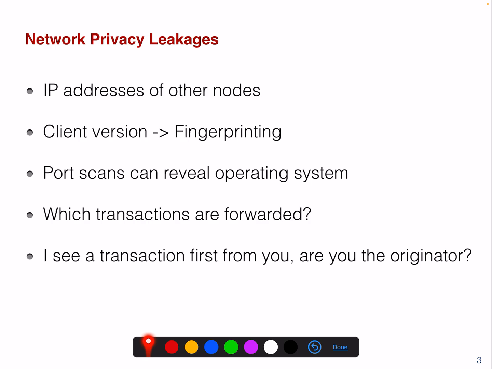Now we can also perform port scans on these IP addresses and reveal the operating system and more information, and we can, for example, trace which transactions are forwarded, as I just showed in the graph. If I can see a transaction first from you, you might be the originator, but it's not necessarily the case. It could be that the original transaction forwarder received this transaction from some other peer in a private channel.